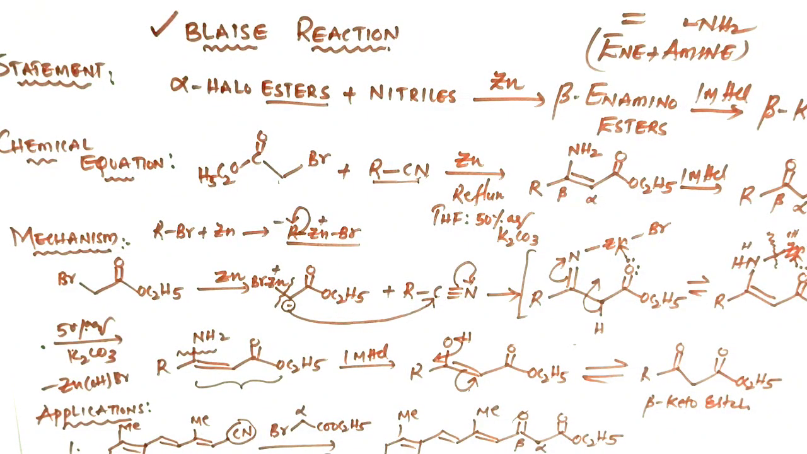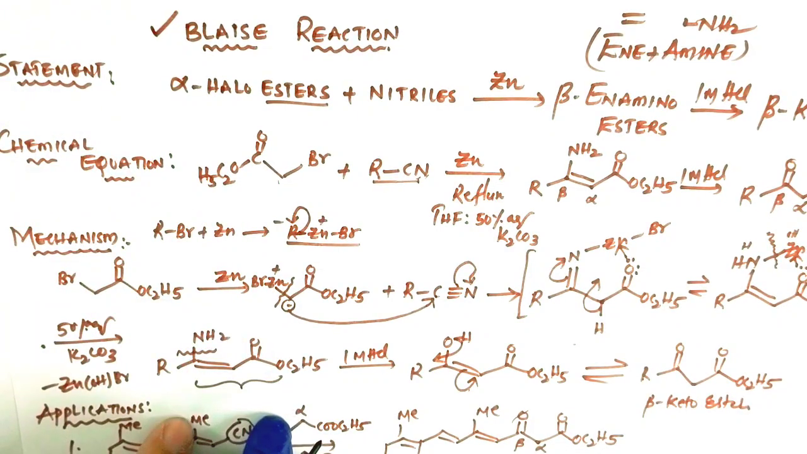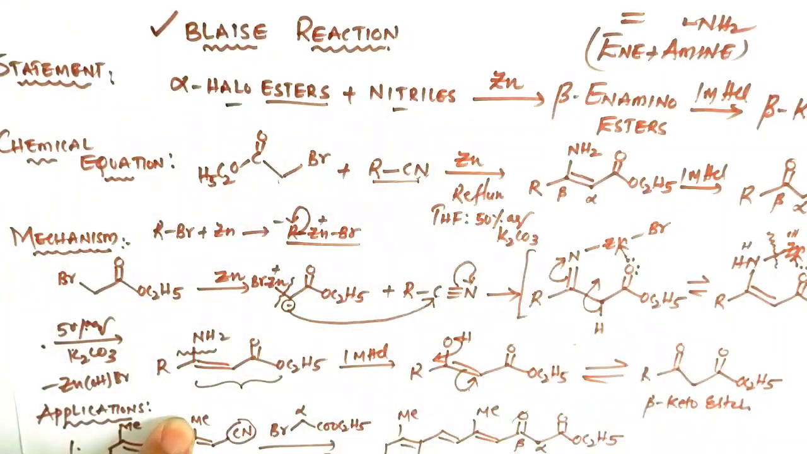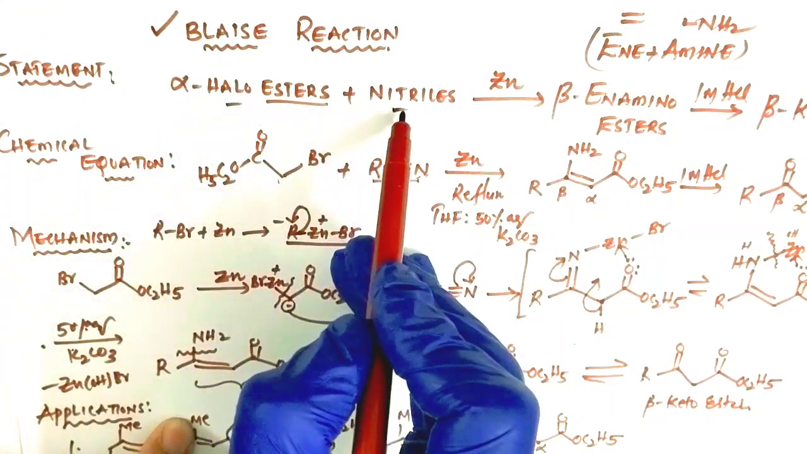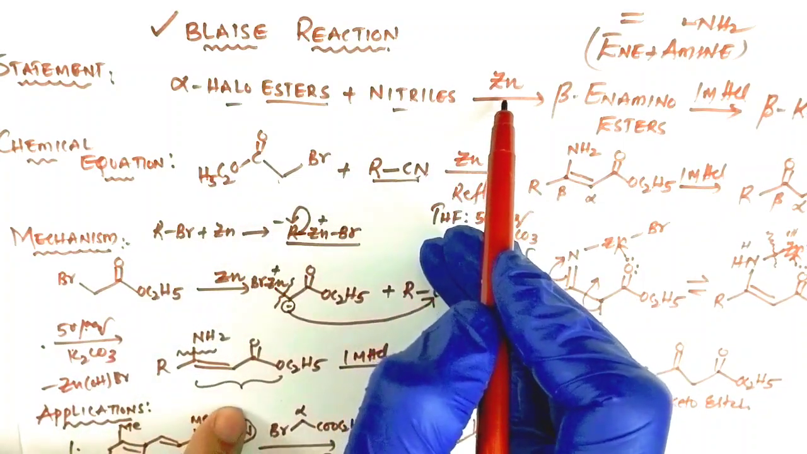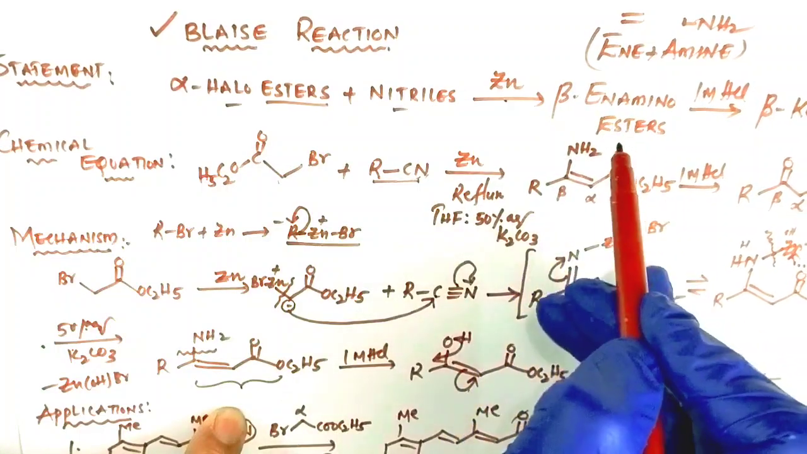Let's discuss the next named reaction, that is Blaise reaction. According to our format, what is the first component in the reaction? That is statement. If you see the statement, the reactants are alpha haloesters and nitriles. So in Blaise reaction, alpha haloesters are treated with nitriles, which means cyanides, in presence of zinc metal, and it can produce an intermediate commonly called beta enamino ester.